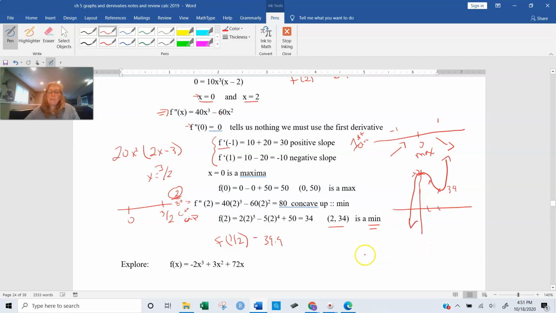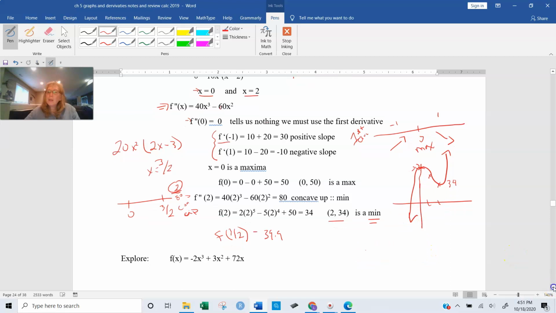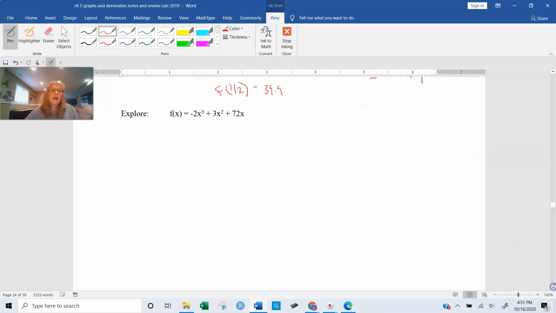And we're good. Okay, let's see how you're doing here. There's a lot to do on this, I know. So don't freak out. Just take it one step at a time. Step 1, find your first derivative. You all know how to do that. So that's negative 6x squared plus 6x plus 72. Second step, set it equal to 0.